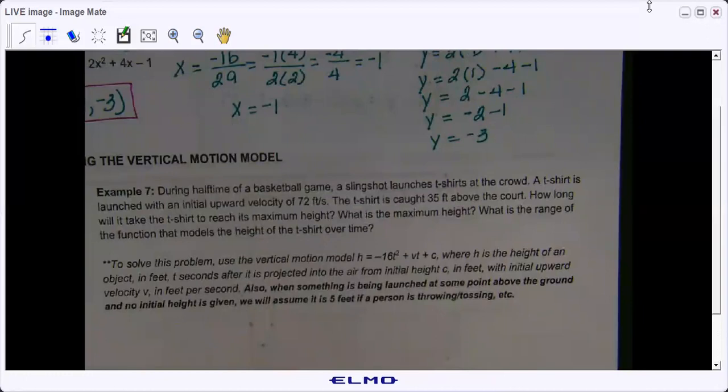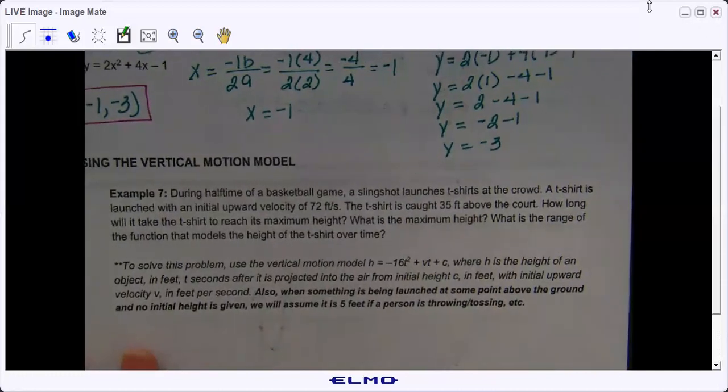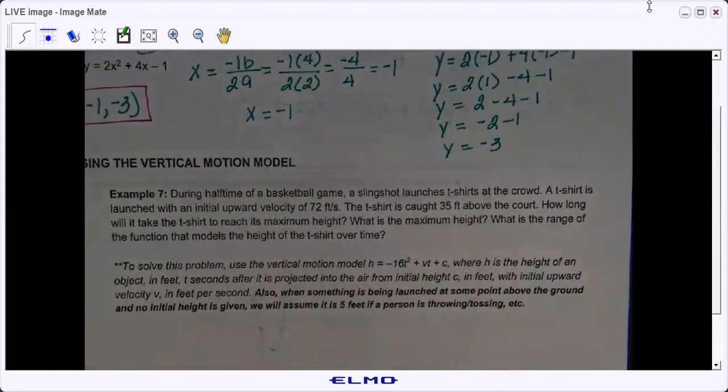So during halftime of a basketball game, a slingshot launches t-shirts at a crowd. A t-shirt is launched with an initial upward velocity of 72 feet per second. The t-shirt is caught 35 feet above the court. How long will it take the t-shirt to reach the maximum height? What is the maximum height?